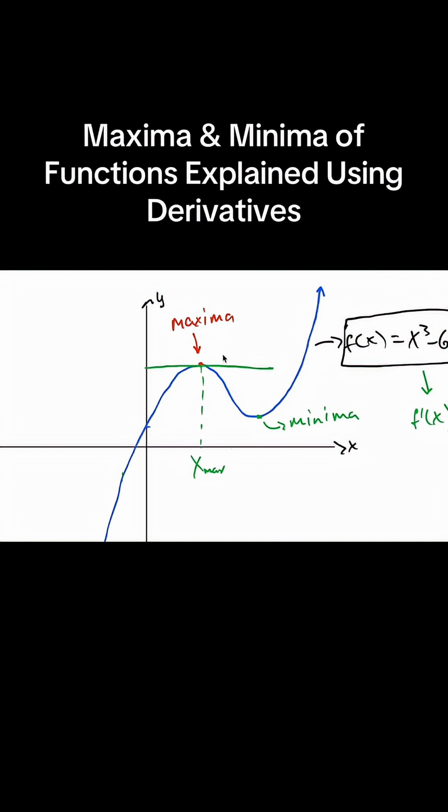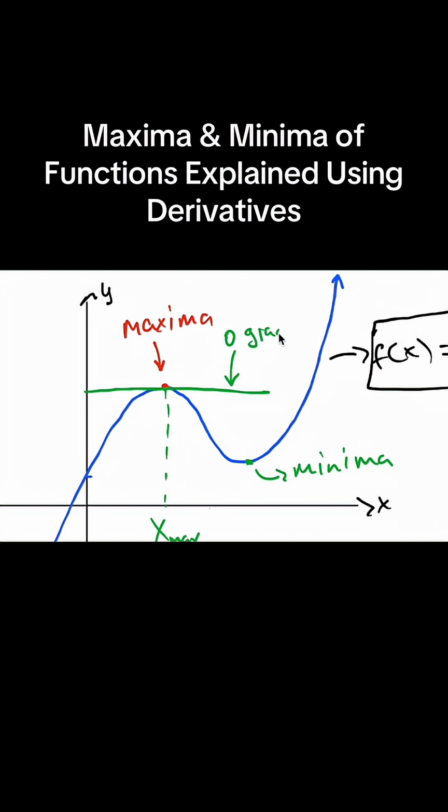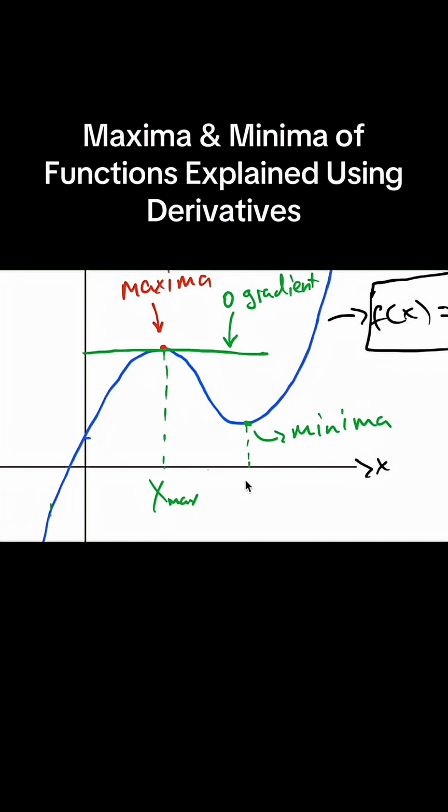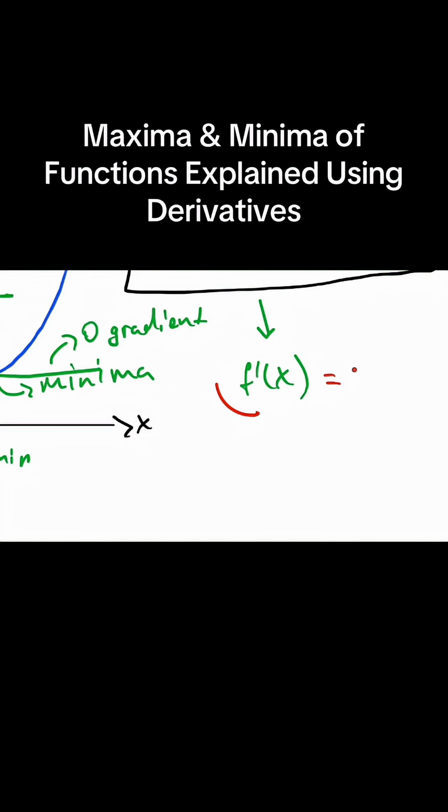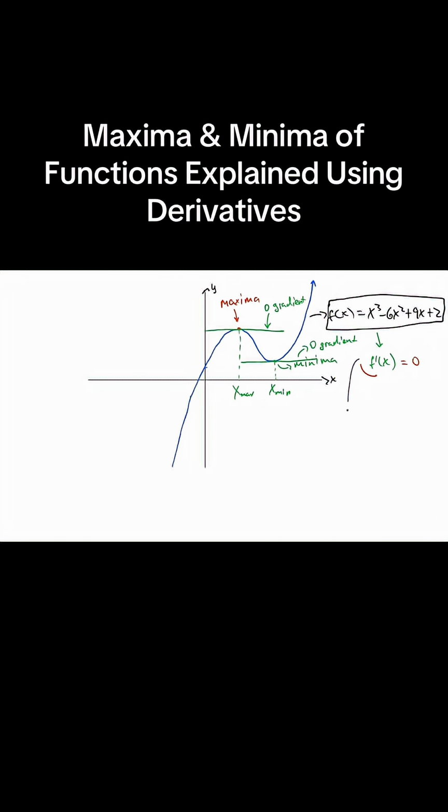Well, the gradient in the maxima is simply going to be a straight line, and so we call it zero gradient. Likewise, in the minima, the gradient is also a straight line, and hence a zero gradient. So to find the x-coordinates of these maxima and minima, we simply equate f prime of x to 0.